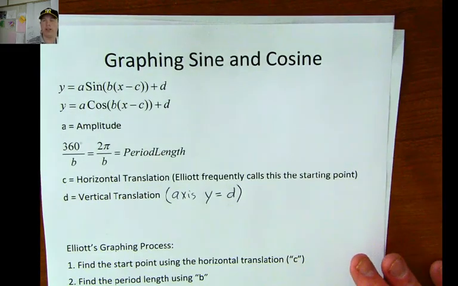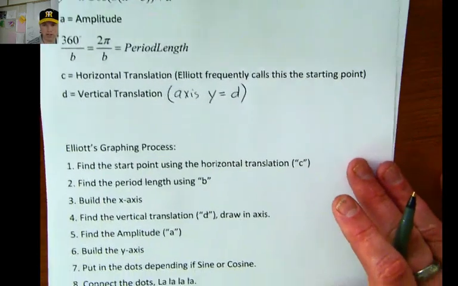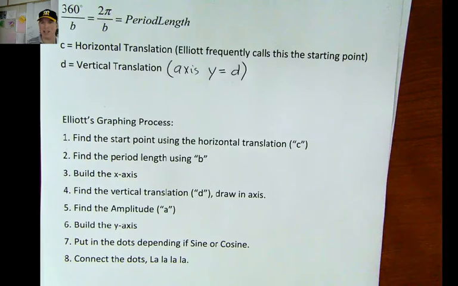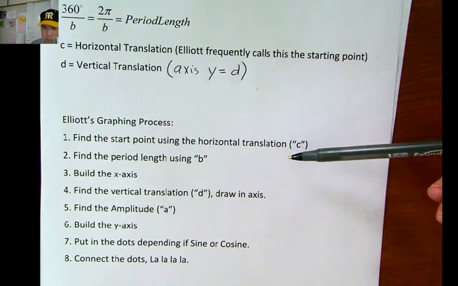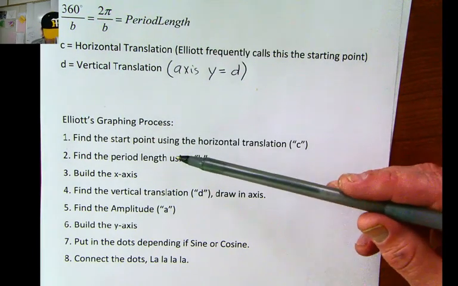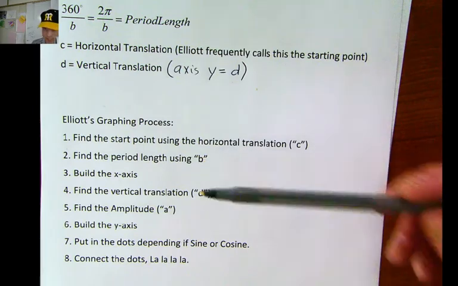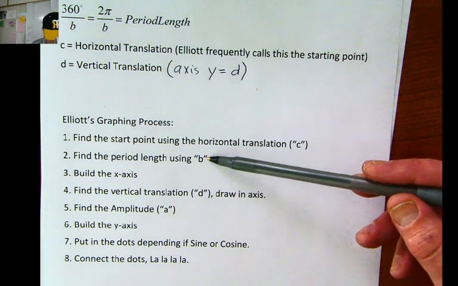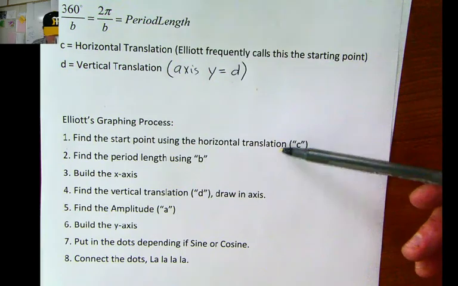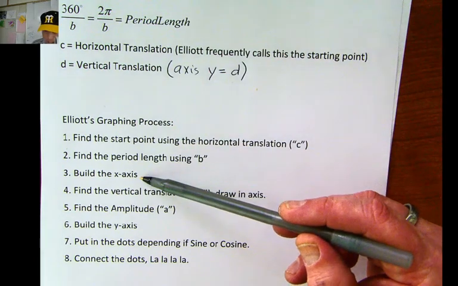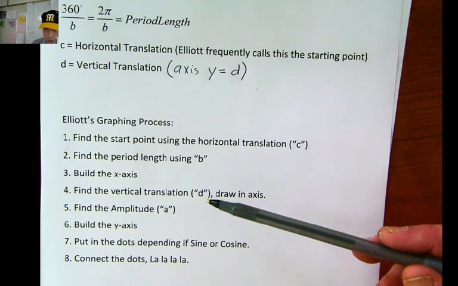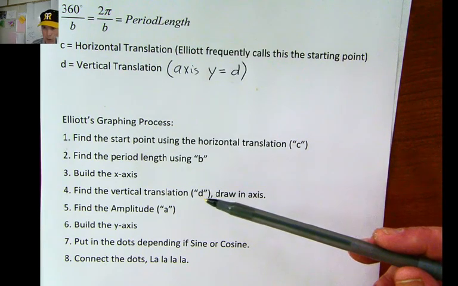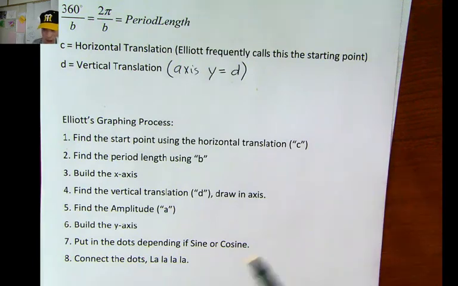I pretty much always use this 8-step process when solving these problems. I'll first find the starting point using that horizontal translation. I will then find the period length using b, either 360 divided by b or 2 pi divided by b. Once I have the starting point and the period length, I can build my x-axis. I then figure out the vertical translation d, and I draw the axis on my graph immediately.